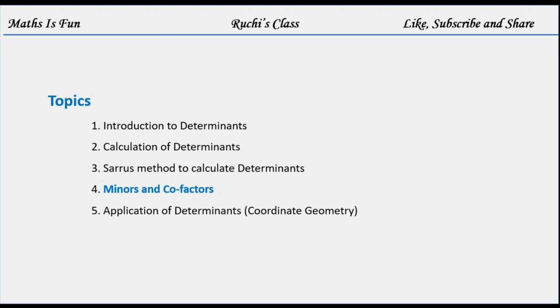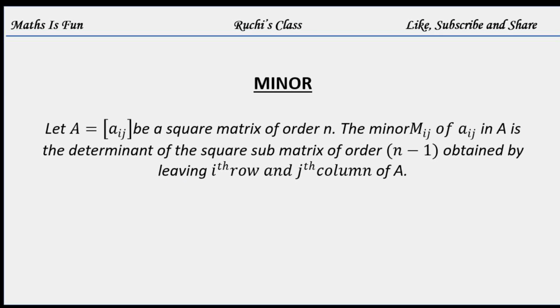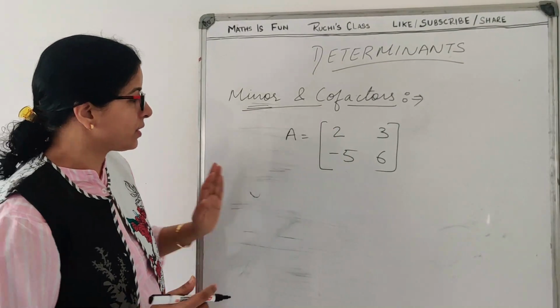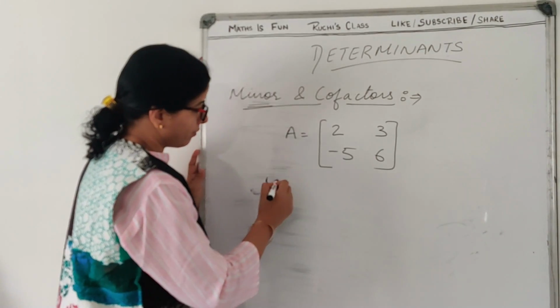So what is a minor? Let A equal to Aij be a square matrix of order n. The minor Mij of Aij in A is the determinant of the square submatrix of order n minus 1 obtained by leaving the ith row and jth column of A. Okay. So what does that mean? Let us take a matrix A of order 2. So this is my square matrix. Now I have to find M11.